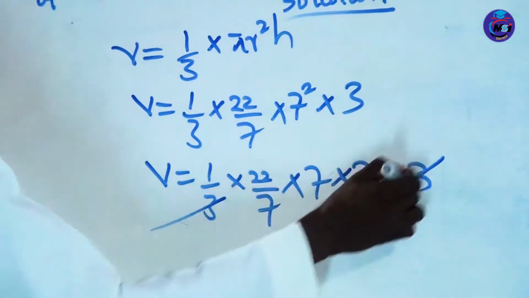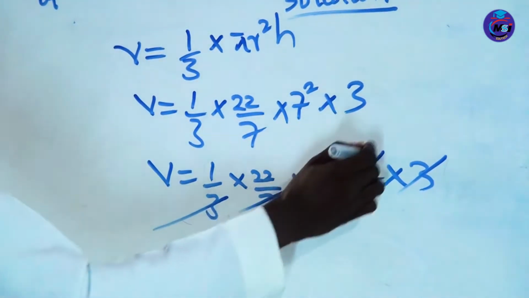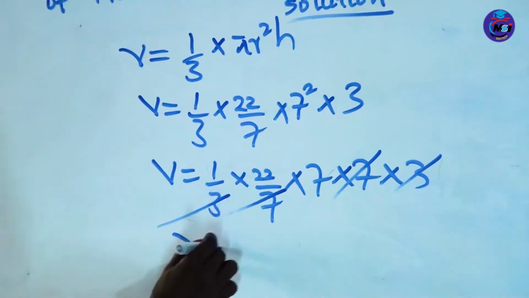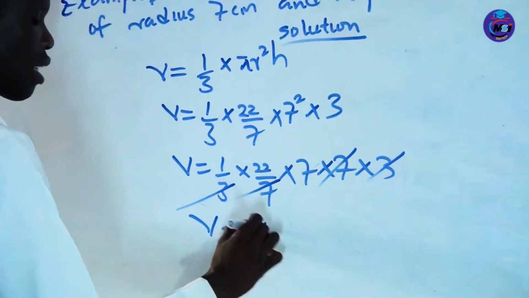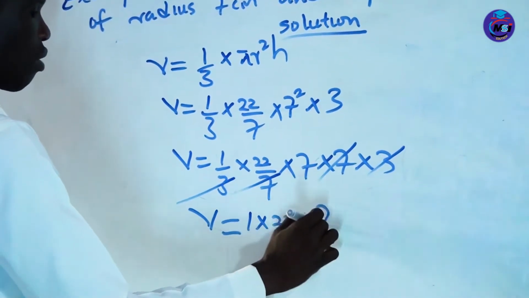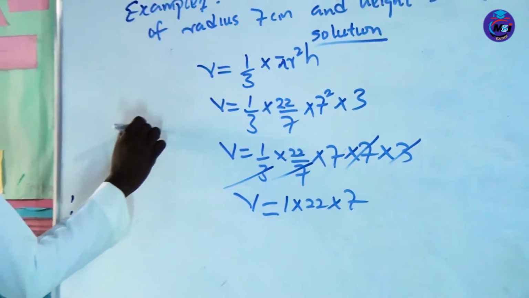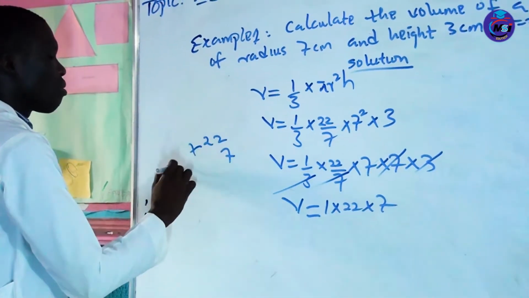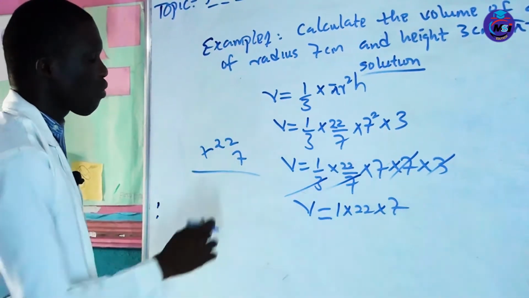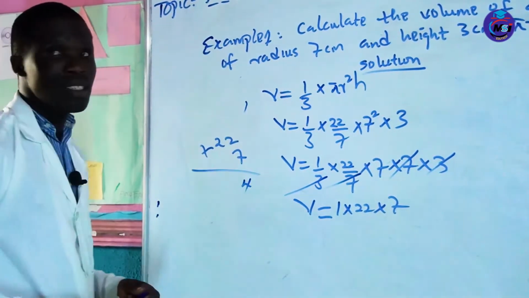This 3 will cancel this 3. This 7 will cancel this 7. We are left with V equals 1 times 22 times 7. So this will give us 22 multiplied by 7. 7 times 2 will give us 14. 4 remain 1.